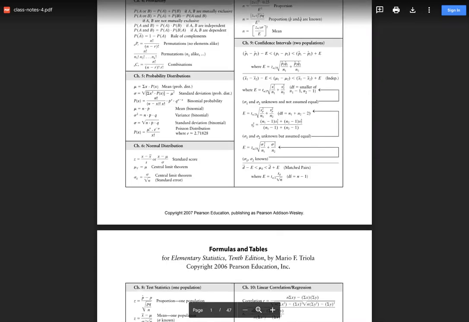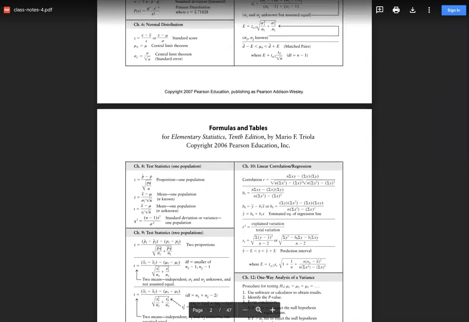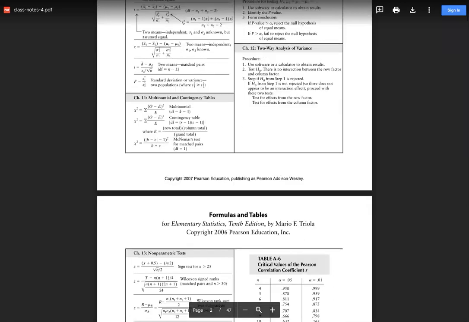By the way, for the midterm, you guys should keep this table in front of you. It has all the formulas. So keep it open in a window, or if you want to, you can print it.